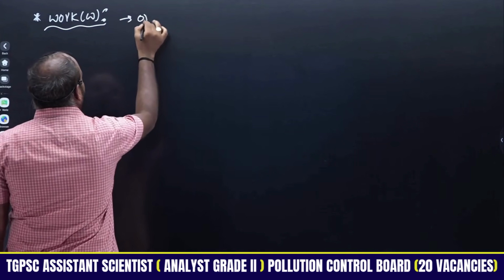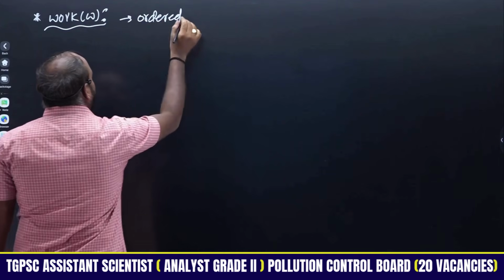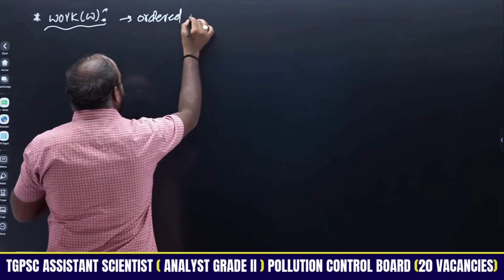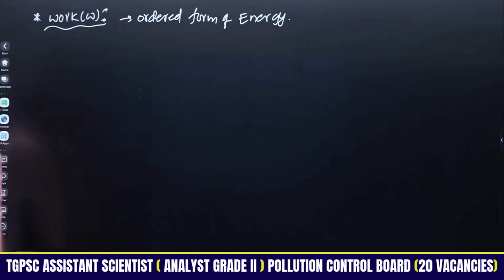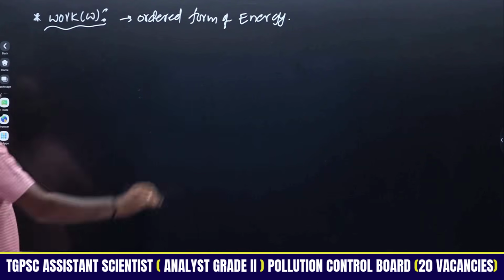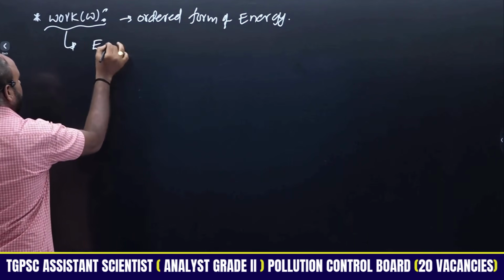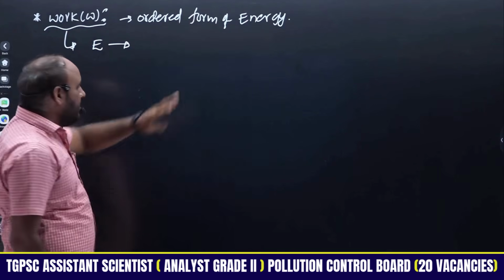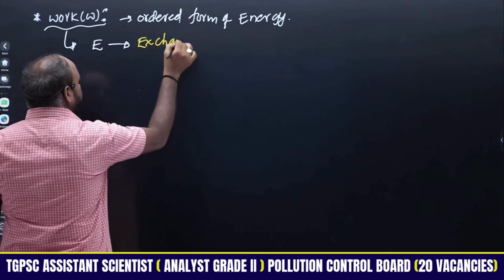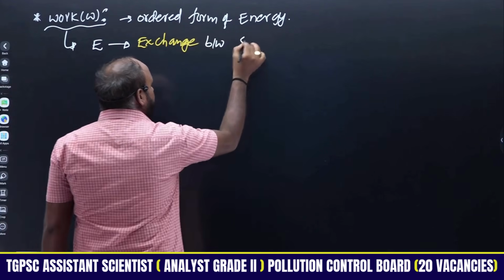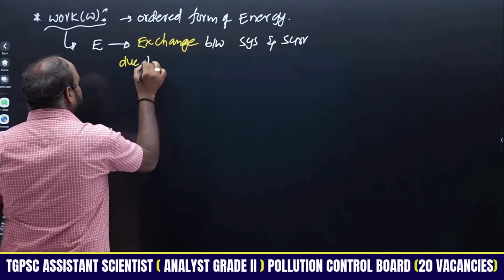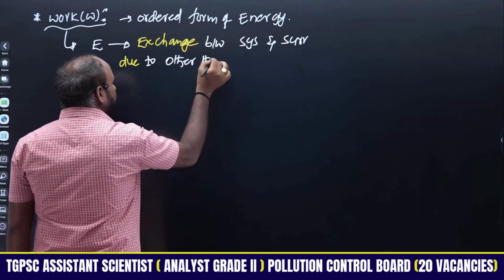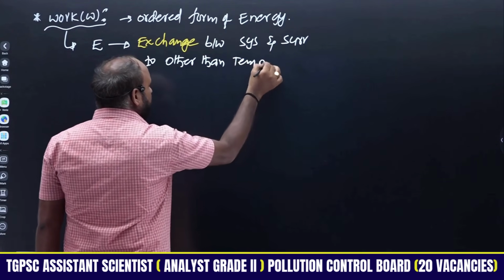సో దట్ ఈస్ ద వర్క్. వర్క్ ఈజ్ ఏ ఆర్డర్డ్ ఫార్మ్ ఆఫ్ ఎనర్జీ. ఆర్డర్డ్ ఫార్మ్ ఆఫ్ ఎనర్జీ అంటే ఒక సీక్వెన్స్లో జరుగుతుంది అన్నట్టు వర్క్. What is the ordered form of energy? Similar to the definition of heat energy, right? It is a form of energy. Which form? Ordered form of energy. It is exchange between system and surroundings due to other than temperature difference, right?